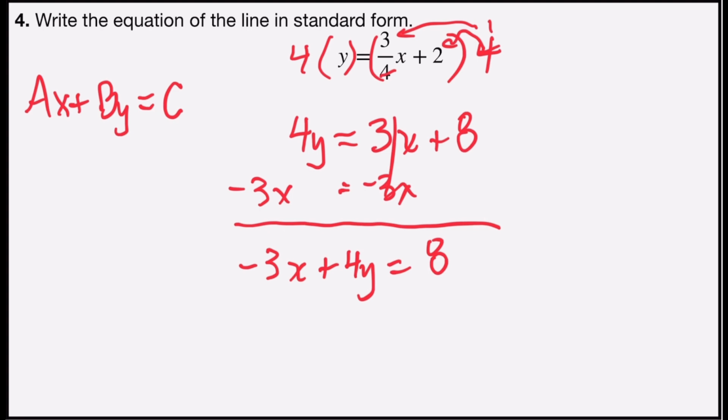Now I've eliminated the fraction, however the a term is negative. So I'm going to multiply both sides by -1 or divide both sides by -1, it doesn't matter. The result will be that all signs will reverse. So in standard form, my equation would say 3x minus 4y equals -8.